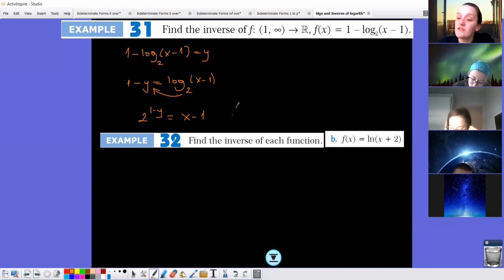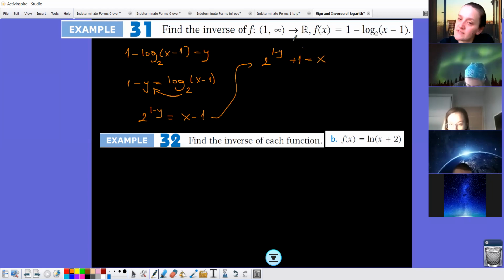You need to start to study logarithms from the beginning. Okay? Then I need x alone. So it will be 2 to the power of 1 minus y, plus 1, is equal to x. So this is my inverse function. And then I will write it as f inverse of x is equal to 2 to the power of 1 minus x plus 1.